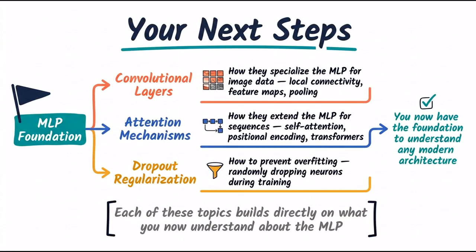If you want to go deeper from here, the natural next steps are understanding how convolutional layers specialize the MLP for image data, how attention mechanisms extend it for sequences, and how regularization techniques like dropout prevent overfitting. Each of those topics builds directly on what you now understand about the MLP.